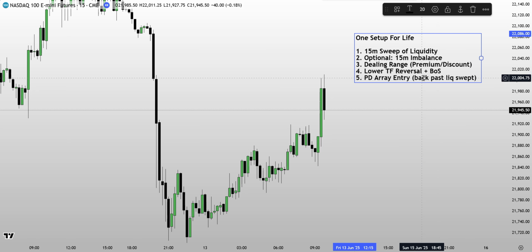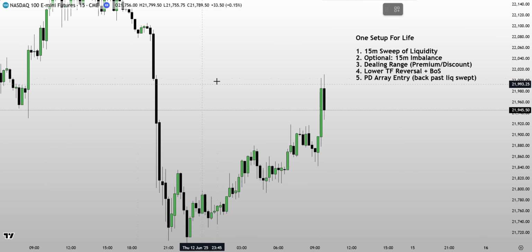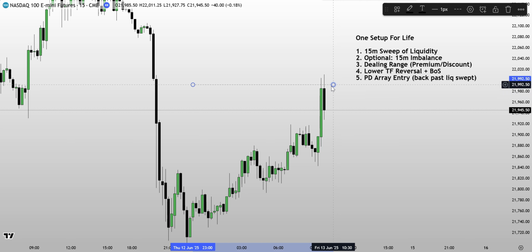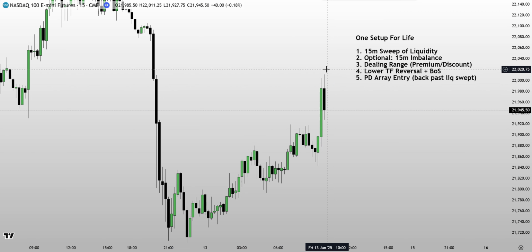What does this mean? Back past liquidity swept. So if we sweep this high right here, let's say there's an imaginary high right here, and price sweeps it like here. Well, the short wouldn't come when the wick is here or price is here. We want shorts to come back past the liquidity swept. So it sweeps, comes back past it, and then you take your short. You look for your entry there rather than above, and vice versa for longs.